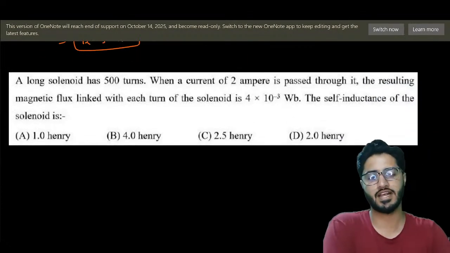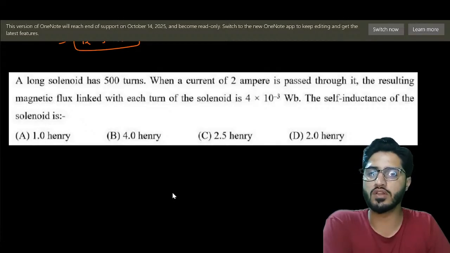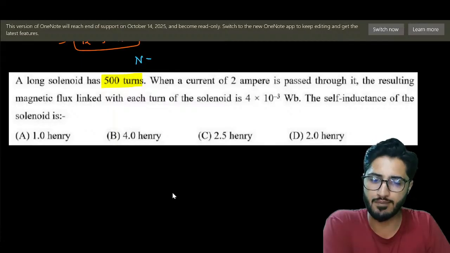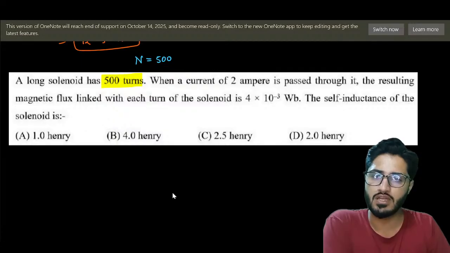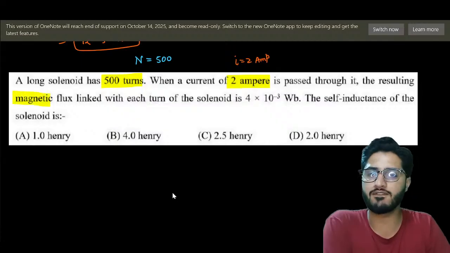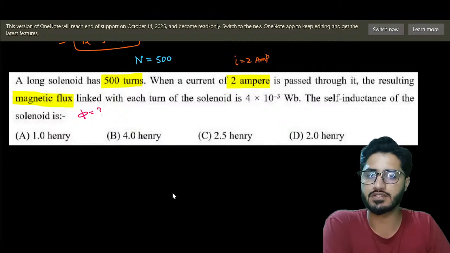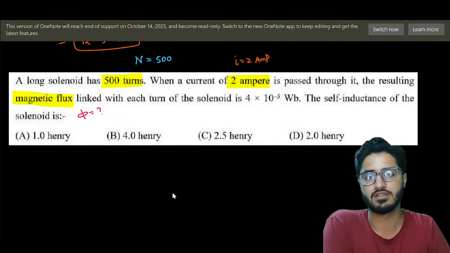Okay, now this one. Second numerical. A long solenoid of 500 turns. So what are we having now? N came out to be 500. Now the second point: current is 2 ampere. Current means I. I came out to be 2 ampere. Then it is passing through it. The resulting magnetic flux. So what do I need to find out? Magnetic flux with each turn.